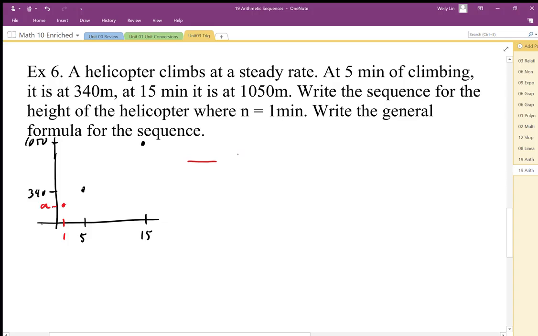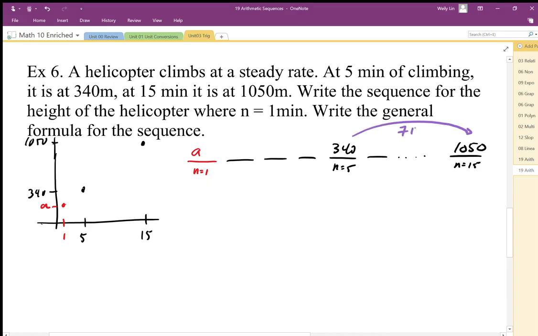So here's my a value, and then I have 2, 3, 4, 5 is 340, 6, and this is n equals 5, n equals 15 is at 1050. Okay, so this is what it looks like. I'm just going to map this all out. N equals 1. I'm going to use this to find my common difference. So I know that they've increased in height 710 meters.